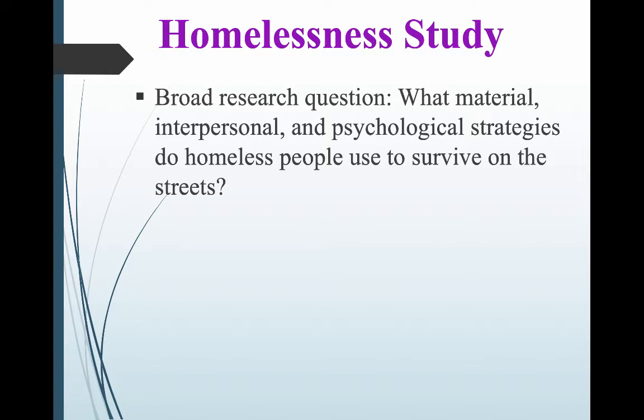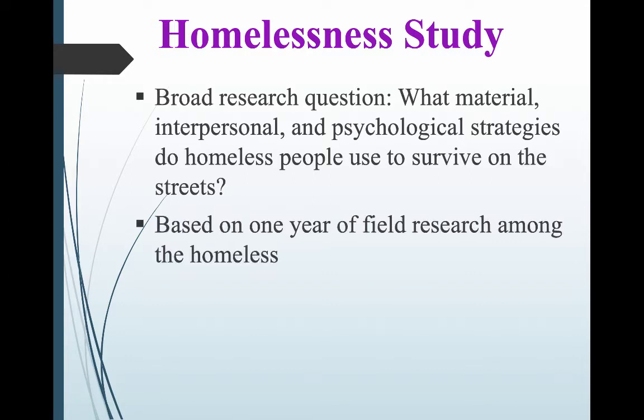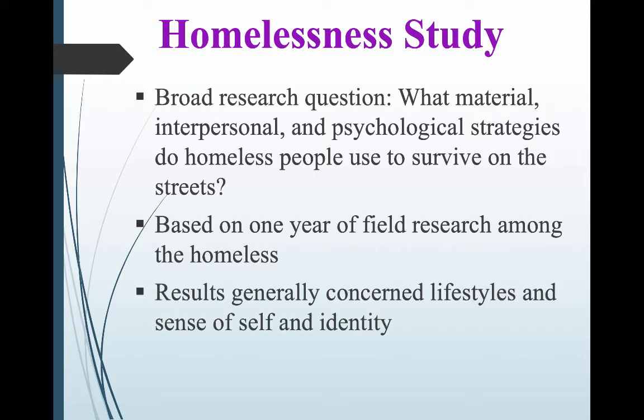So in order to try to answer this, the methodology they chose was based on 1 year of field research among the homeless. Anderson spent 400 hours with 168 homeless individuals in numerous settings, while Snow negotiated access to records and interviewed key officials. All that combined, the results generally concerned lifestyles and sense of self and identity. Trying to understand how people survived, what they found was that maintaining a sense of meaning and self-worth was critical to people's survival, right?